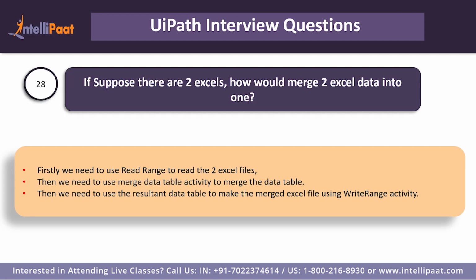Then we need to use the resultant data to make the merged Excel file, and you can write that data using the write range activity, right? So read both of the Excel sheets, build two data tables, then use the merge data table activity to merge both of the data tables. After that, take that new merged data table and use the write range activity to write it anywhere that you want.